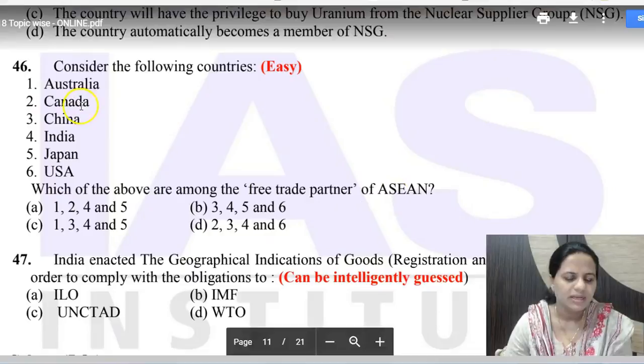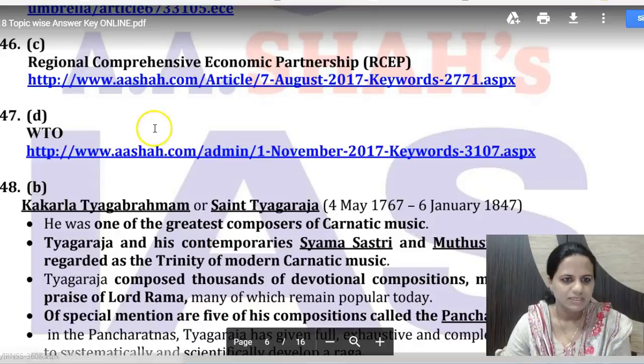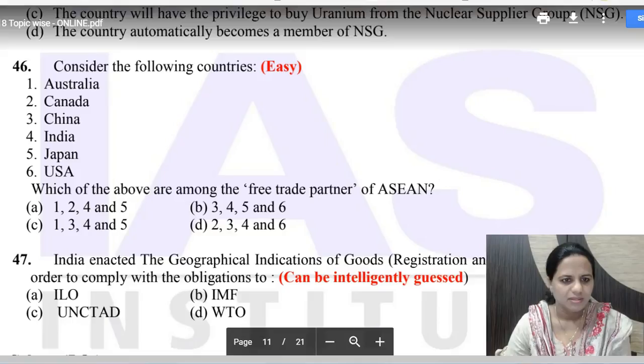So here again, if you have this information, you will easily be able to answer this question. And RCEP has so often been in news that you cannot ignore this fact. So this is a very simple question. Here the correct answer is Australia, China, India and Japan, 1, 3, 4 and 5. That is option C. 46 is C. Then 47.